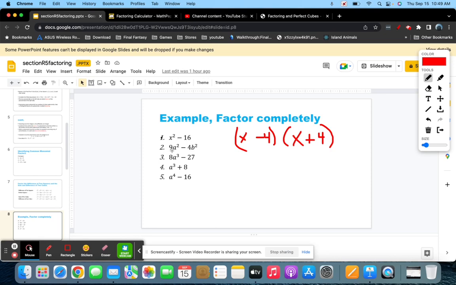All right, over here, number 2, it's very similar. It's a difference of perfect squares. 9 is a perfect square of 3, 4 is a perfect square of 2, a is a perfect square, b is a perfect square, so I'm going to say 3a minus 2b times 3a plus 2b.